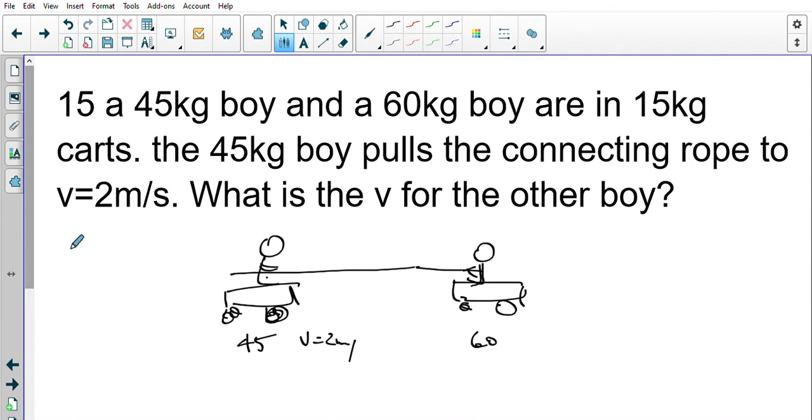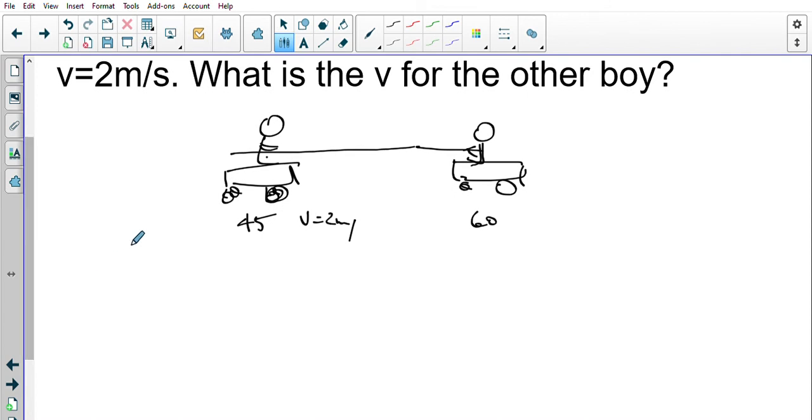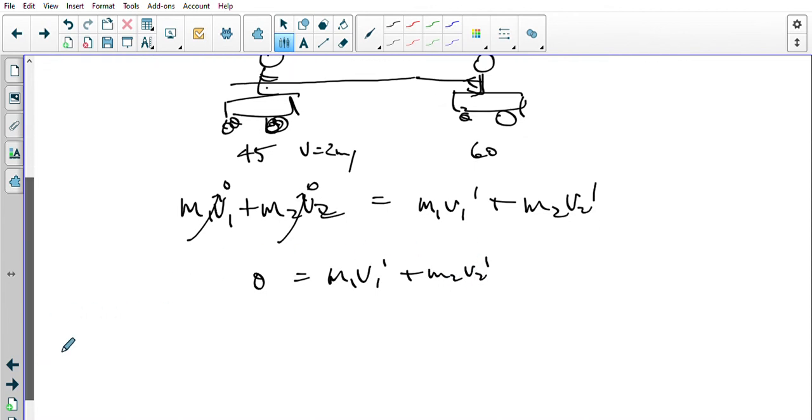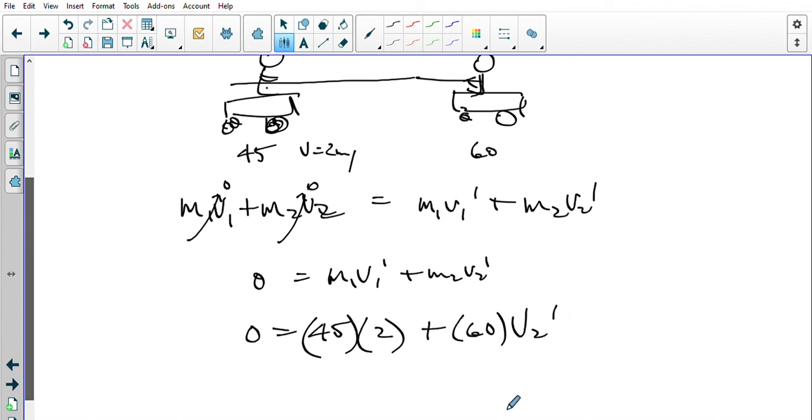So really, how do we calculate this? Well, we have something before and we have something afterwards. And so our momentum before is our m1v1 plus our m2v2. And afterwards, we're going to have our m1v1 prime plus our m2v2 prime. Well, here the velocity is equal to 0, so that's 0. Here the velocity is equal to 0, that's 0. So 0 is equal to our m1v1 prime plus our m2v2 prime. So let's put in those values. 0 is equal to 45, he gets a velocity of 2, plus 60, and he gets a velocity of v2 prime.